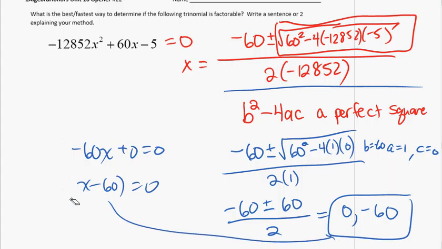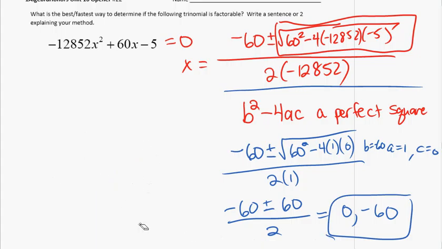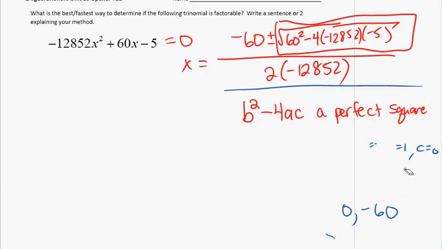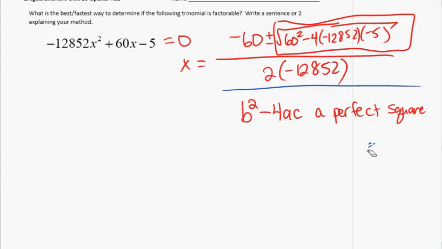So what we need to determine is, is b squared minus 4ac a perfect square? If it is, then we're in good shape, and if it is not, then we're not. So this is going to take some computation. So let's look at our discriminant. 3600, which is 60 squared, minus 4 times a times c. We need a calculator for that.